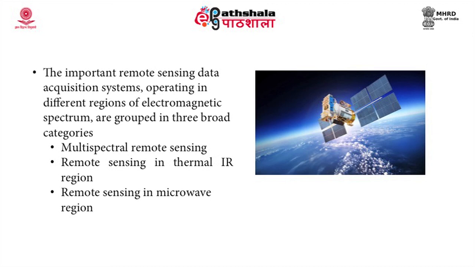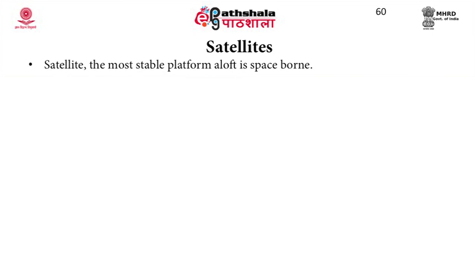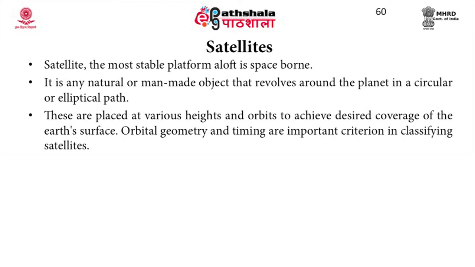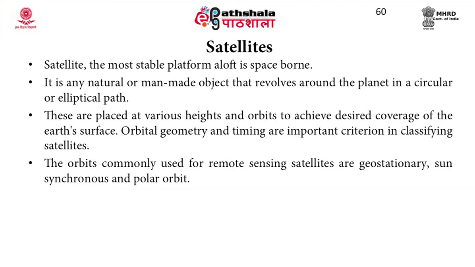So coming to what are these satellites? These satellites are the most stable platform aloft in a spaceborne system. It is any natural or man-made object that revolves around the planet in a circular or elliptical path. These are placed at various heights and orbits to achieve desired coverage of the Earth's surface. Orbital geometry and timing are important criteria in classifying satellites. The orbits commonly used for remote sensing satellites are geostationary, sun-synchronous, and polar orbit.